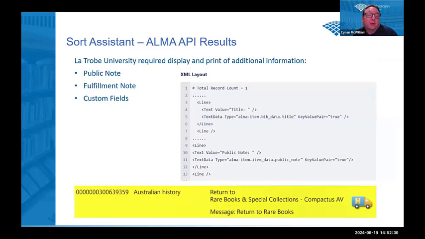La Trobe came to us with another requirement. They had a number of items of public notes and fulfillment notes that needed to be shown to their staff so they would know how to handle the items that were going through the sorter system. They wanted this information both on the screen and on receipts.